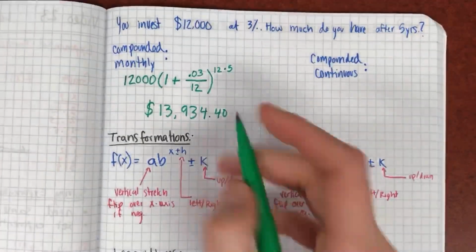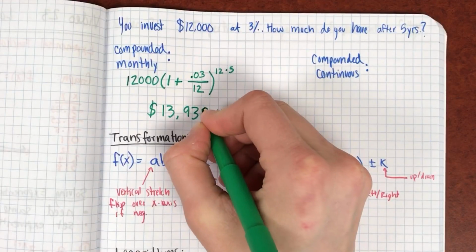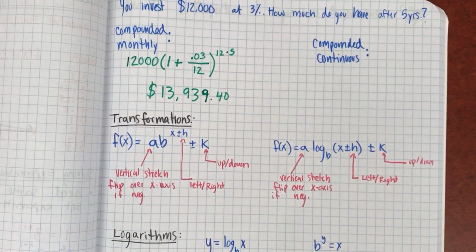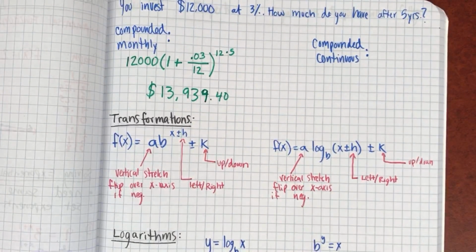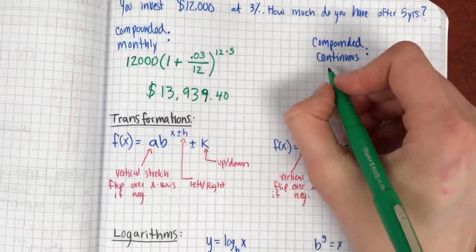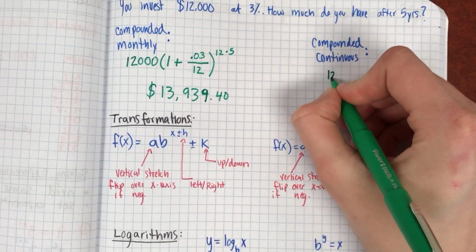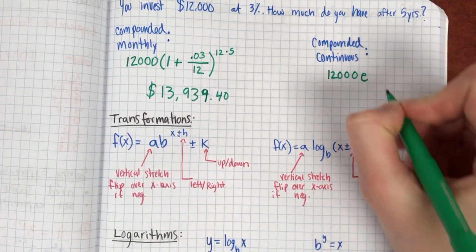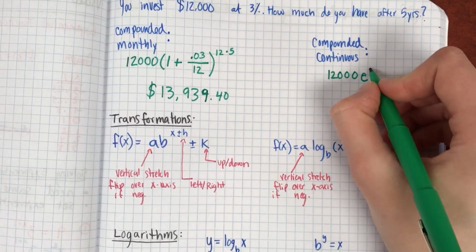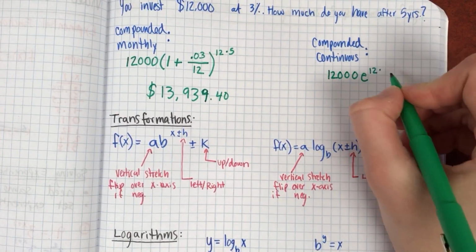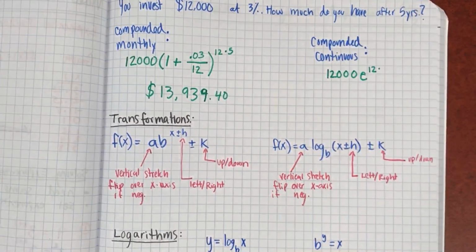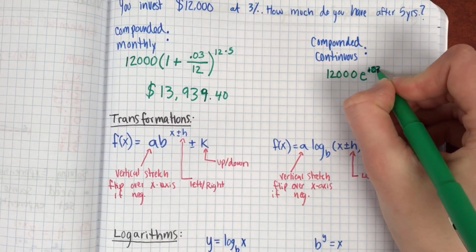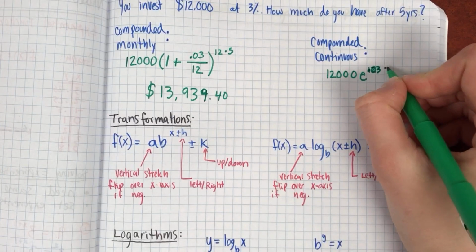And I did make a mistake here. This should be 13,939. All right, so for compounded continuously, we'd take 12,000 times e to the power of 0.03 times 5.